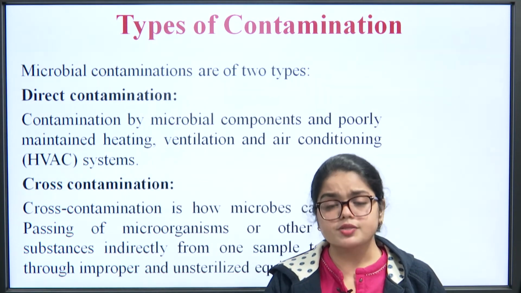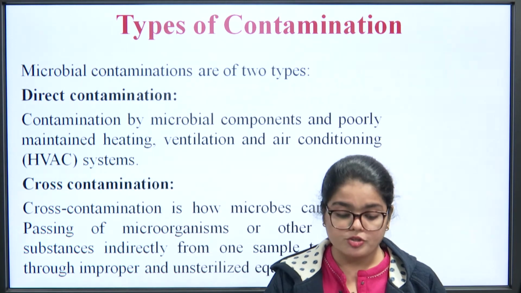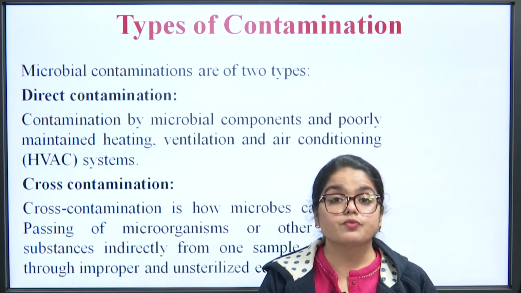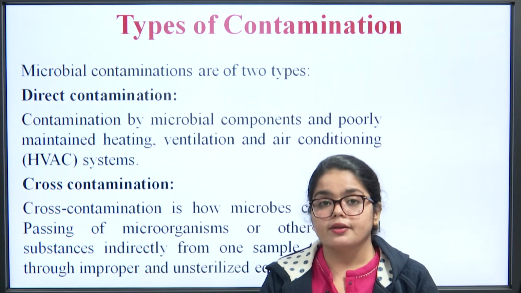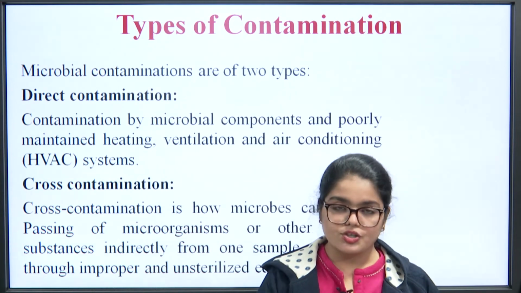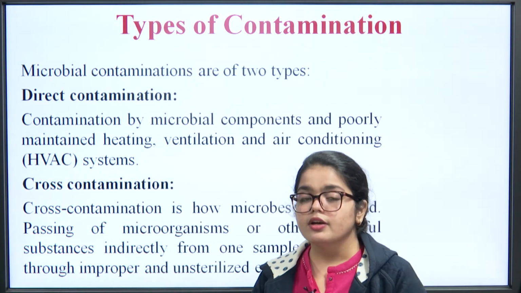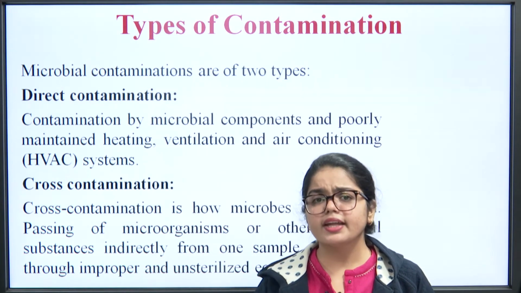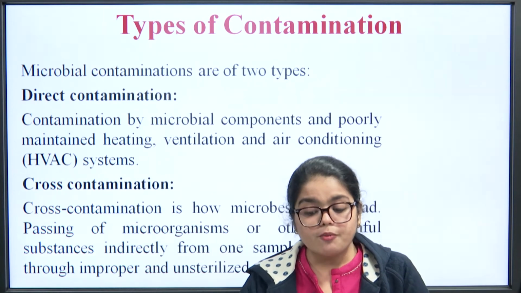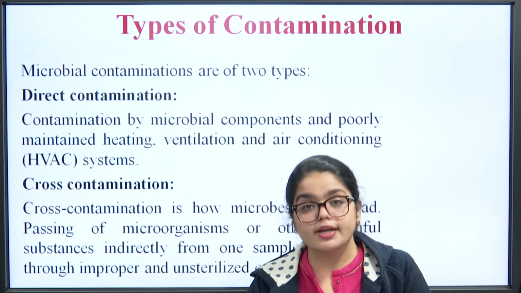Cross contamination is how microbes can spread. Like we develop a particular sterile environment in an area where the pharmaceutical preparation is going on, but what happens, everything is good, the HVAC system is very good, but a person coming from outside is having that microbial load and forgets to go through the air curtain. He has changed his clothes, he has worn the PP kit, but forgets to go through the air curtain and carries that dust with him. So, this is the cross contamination. That area is not having that contaminant, but the contaminant is coming from somewhere else. So, passing of microorganisms or other harmful substances indirectly from one sample to another through improper or unsterilized equipments.